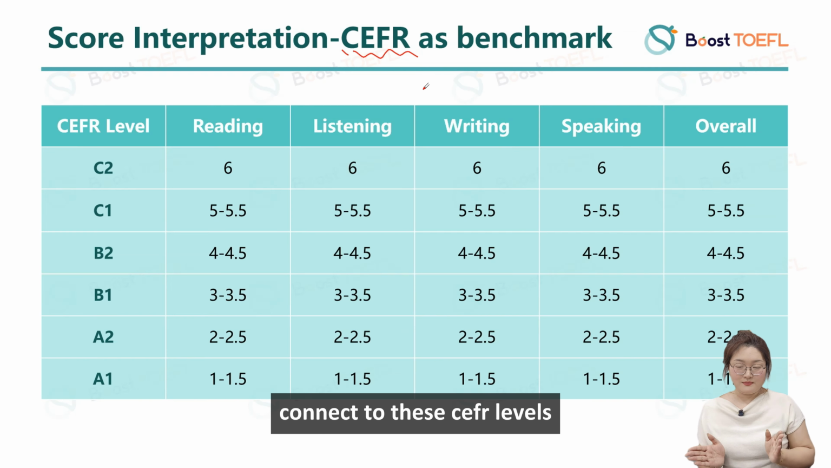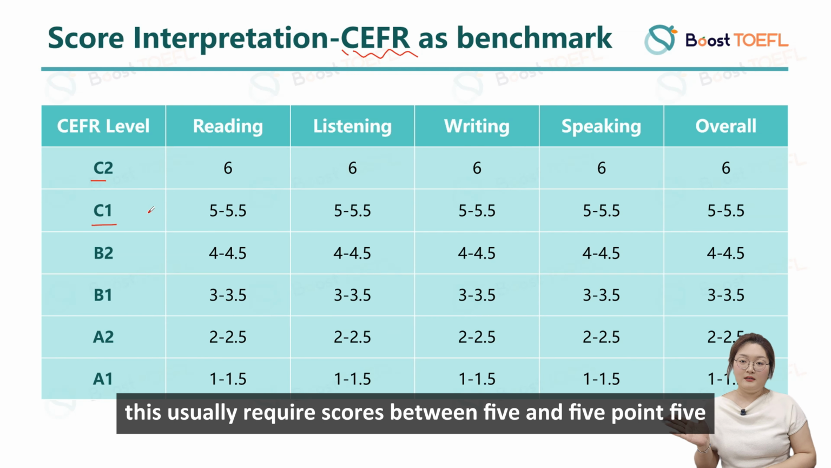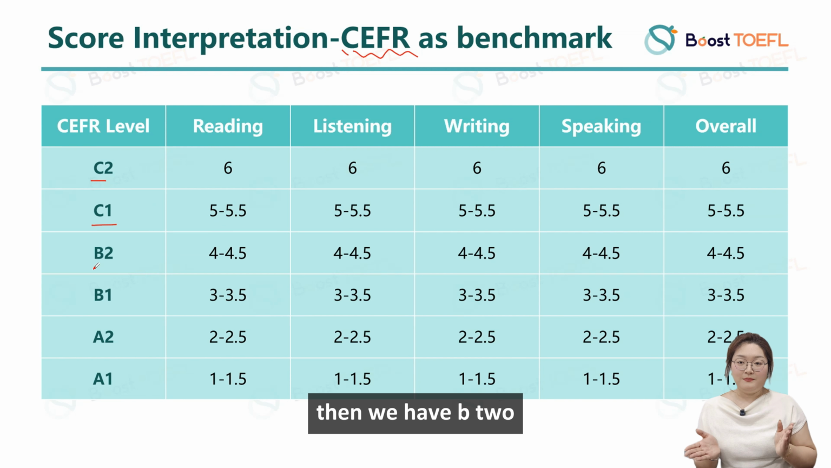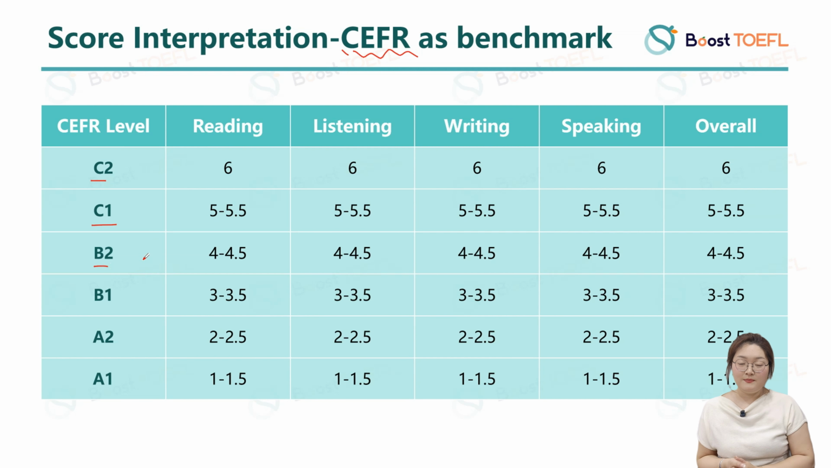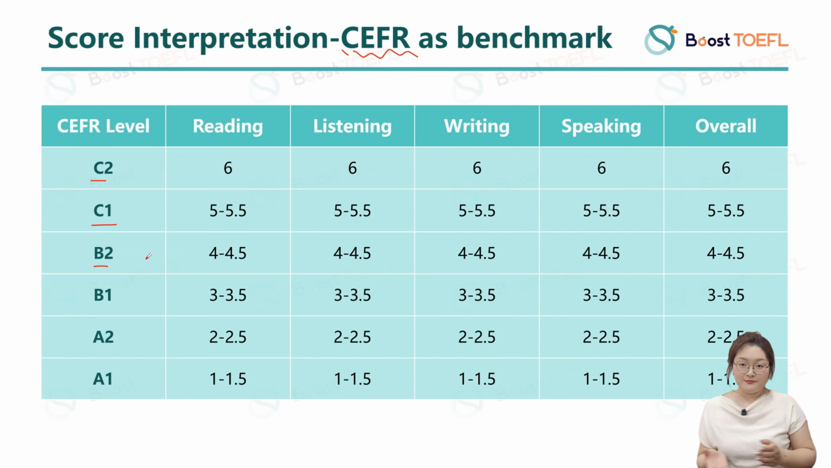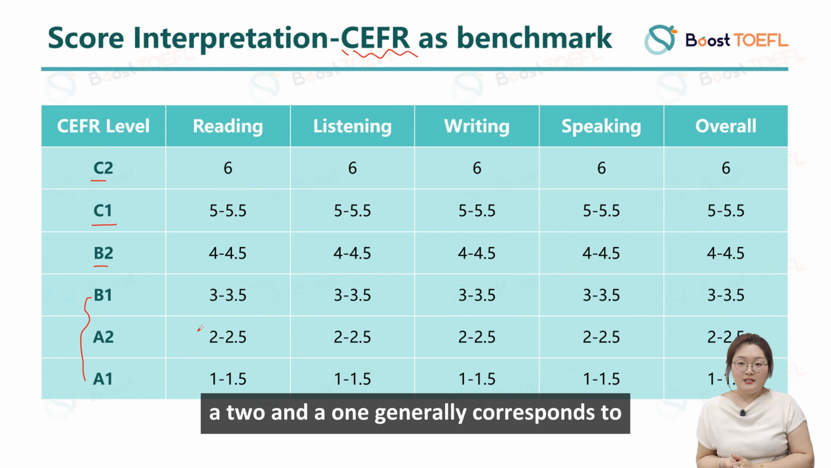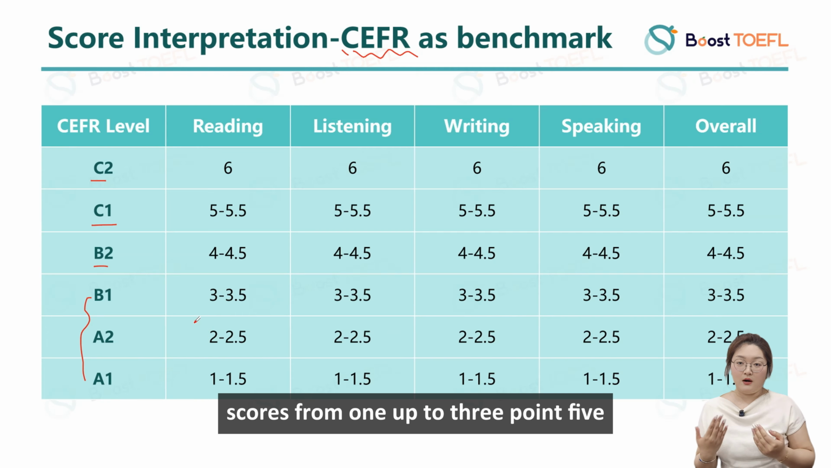And next is C1, the advanced level. This usually requires scores between 5 and 5.5. Then we have B2, upper intermediate. For B2, you need scores from 4 to 4.5. Lower levels such as B1, A2, and A1 generally correspond to scores from 1 up to 3.5.